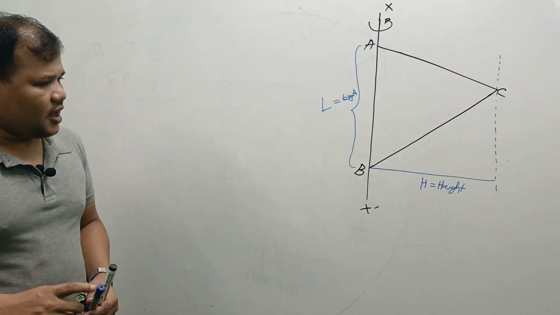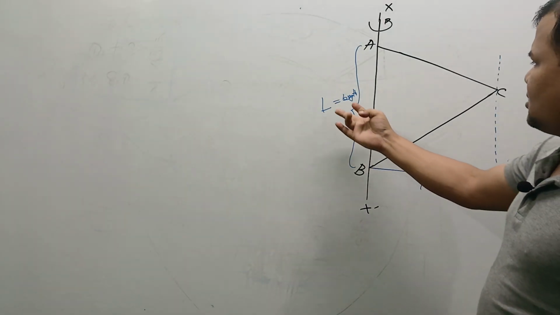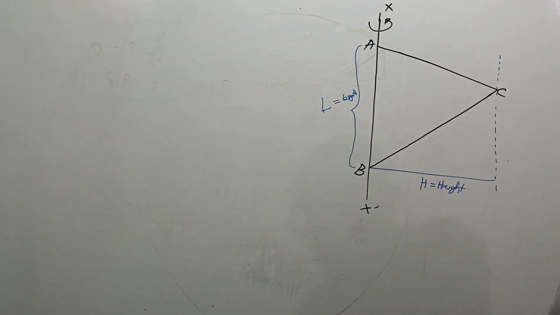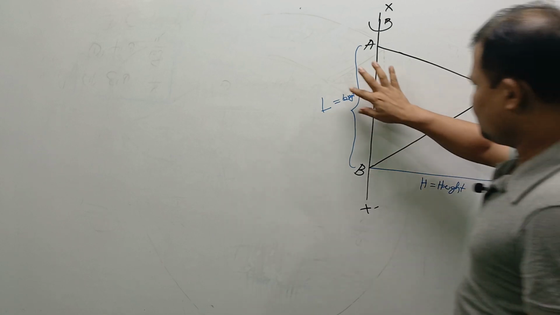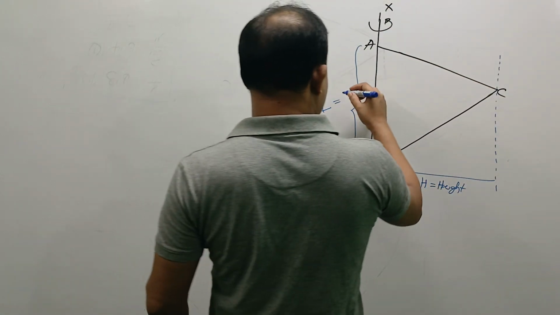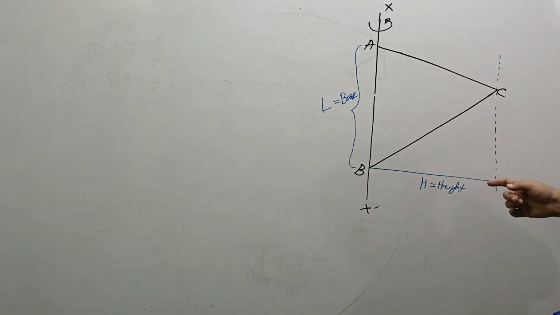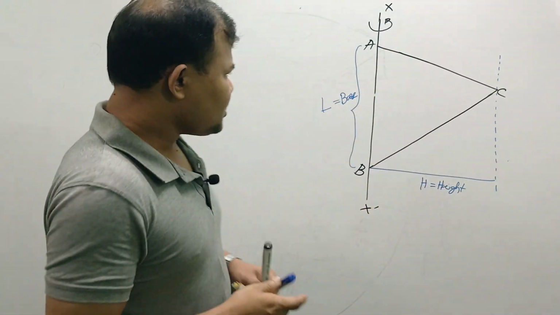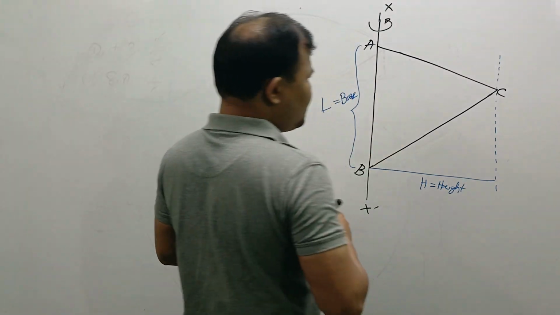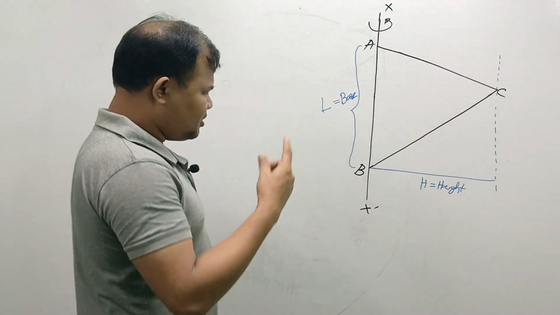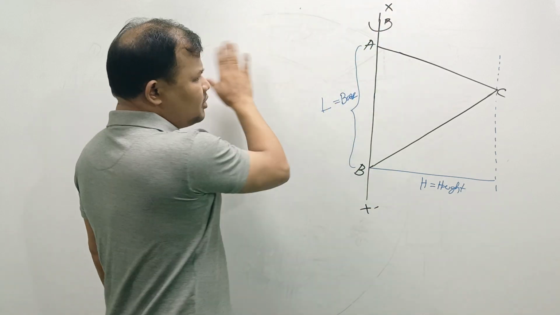My dear students, here I draw a triangle. The length of the triangle is L. This means the base, and this is the height. This is the base of the triangle, and this is the height of the triangle. Now our duty is to find the moment of inertia of this triangle if it rotates around the x prime axis, in this direction of rotation.